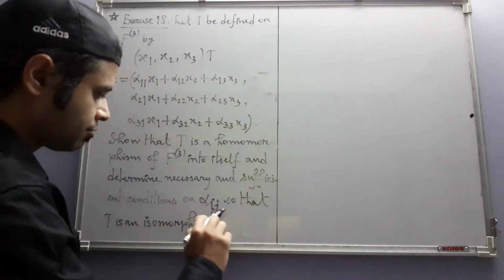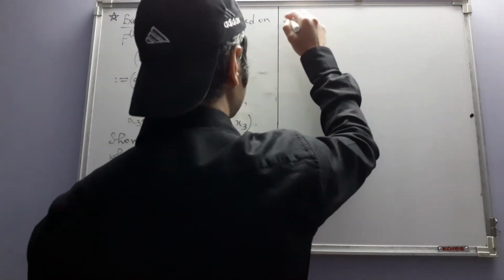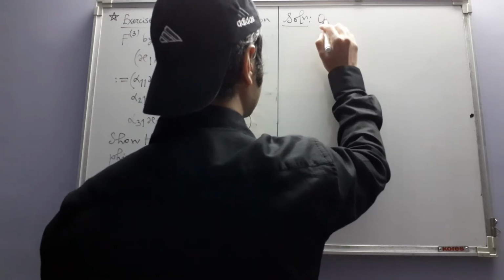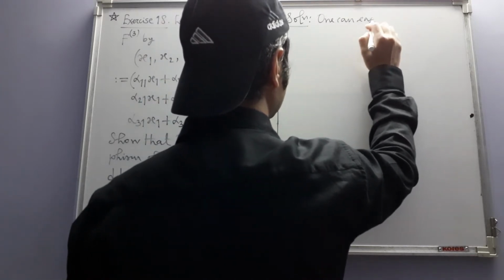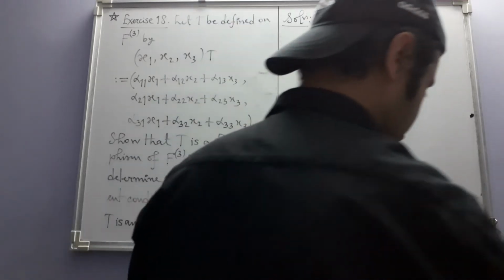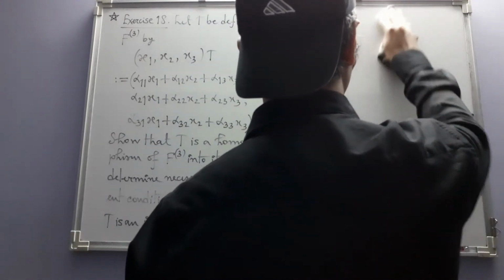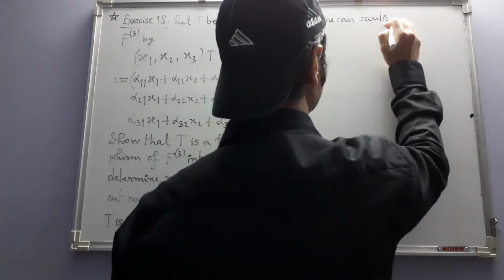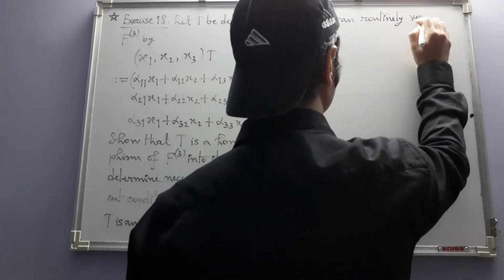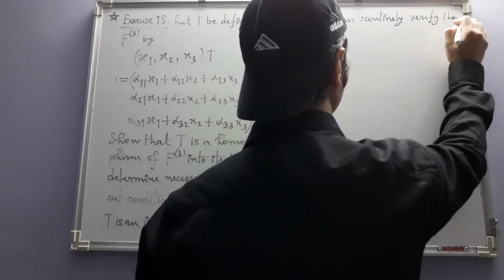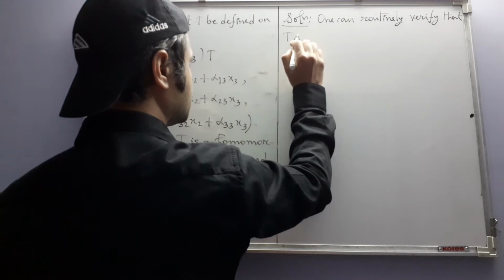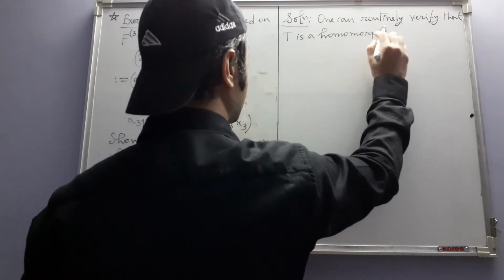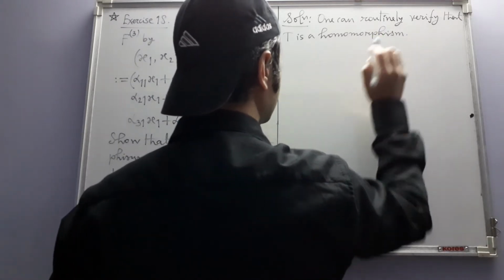We will instead try to find this condition. Or instead of using the word easily, one can routinely verify that T is a homomorphism, which means that you know what to do. There is no twist here.